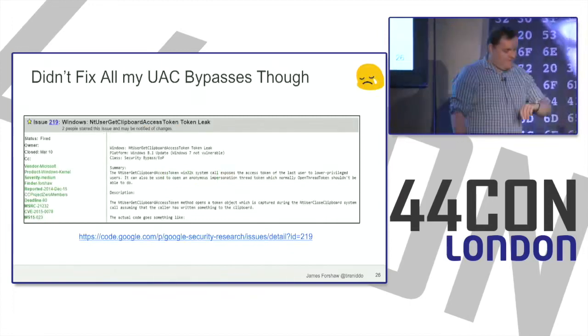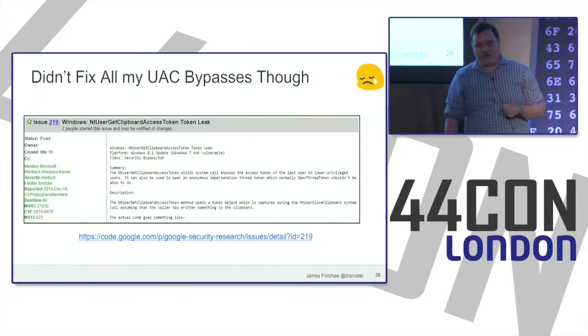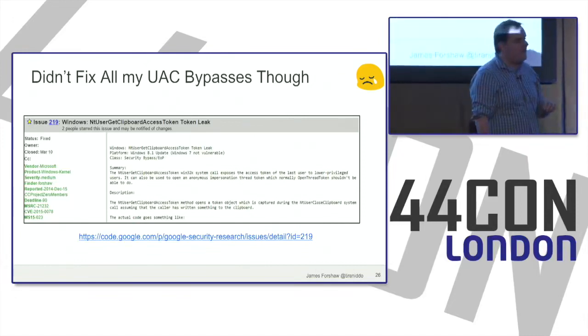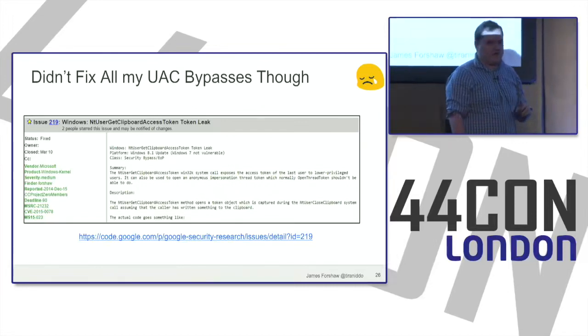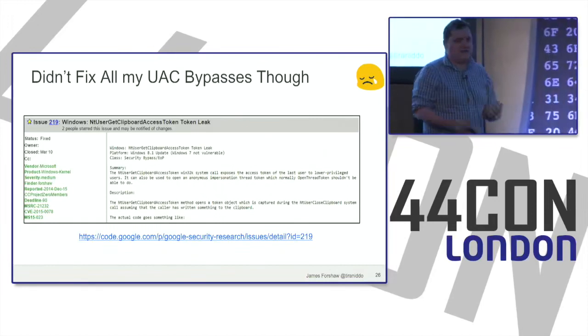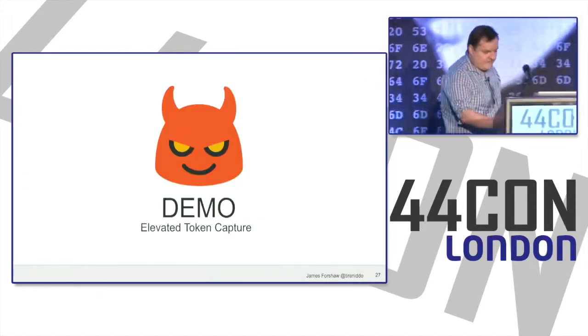But of course, not everything gets fixed. So this is a bug in Win32k. They've actually had 2 goes at fixing this now, but neither of them actually fixed the UAC bypass aspect of it, because it's not a security boundary, of course. So let's have a quick demo of that.